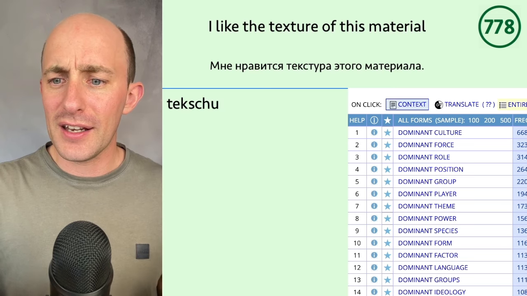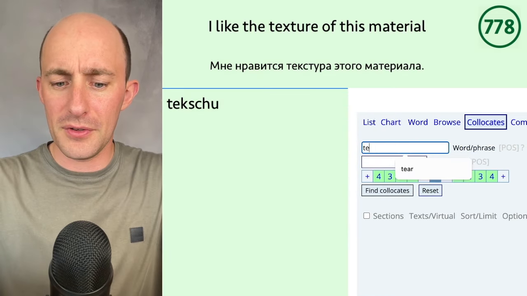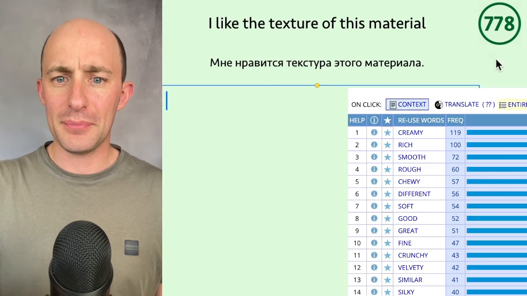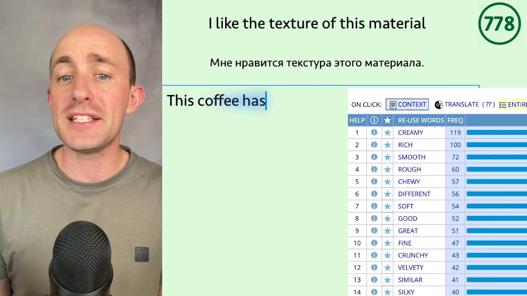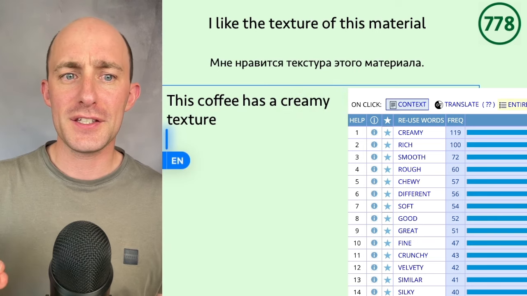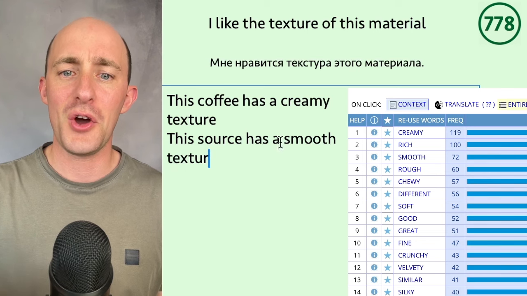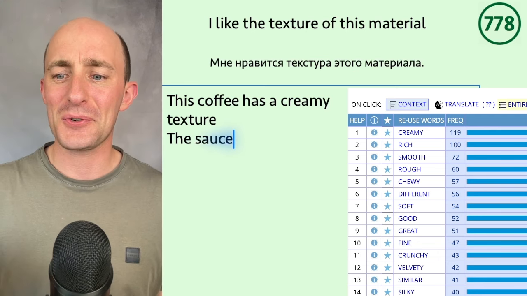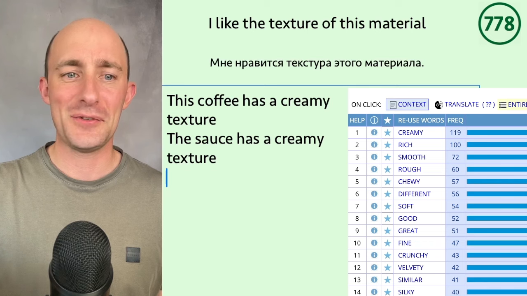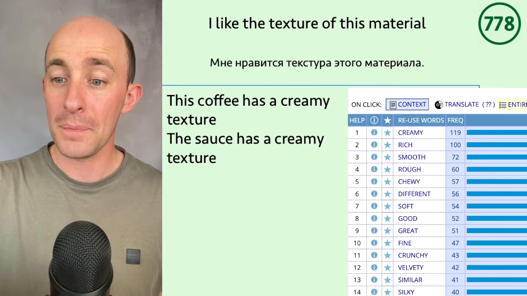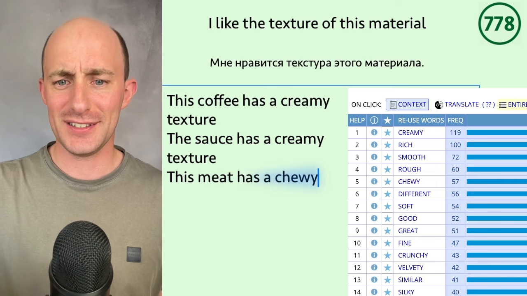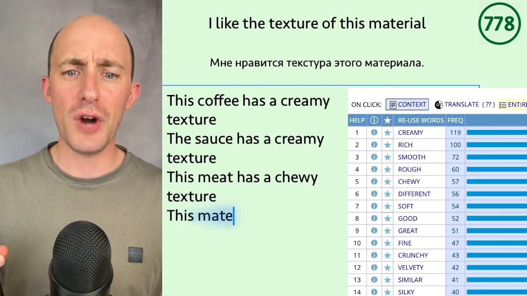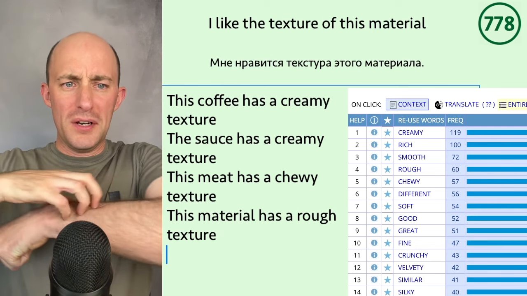The texture of this material. It has a nice texture. Let's have a look at adjectives which are often used before and after the word texture. So, for example, this coffee has a creamy texture. Or this sauce has a smooth texture. No, not sauce, источник. I have to use real American pronunciation to get this. This sauce has a creamy texture. There we go. Voice typing only likes American pronunciation of that word. This meat has a chewy texture. Oh, it's hard to chew. It's chewy. This material has a rough texture. Like, грубый, I think. Rough texture.